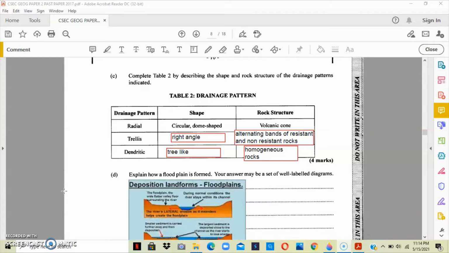Now, the dendritic drainage pattern is a pattern that develops where there are homogeneous, or same type, rocks, and the rivers and their tributaries show a tree-like branching pattern. So the shape would be tree-like or a branching pattern, and the rock structure or type would be homogeneous in nature, meaning that they are the same types of rocks.